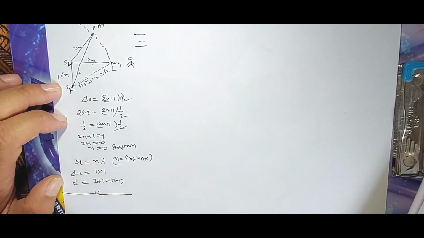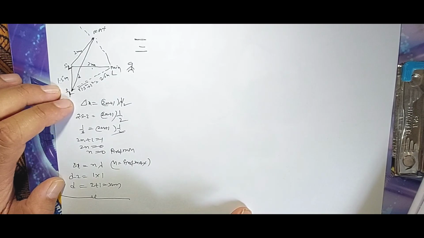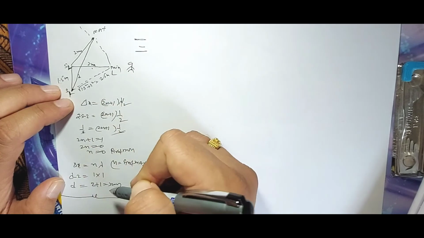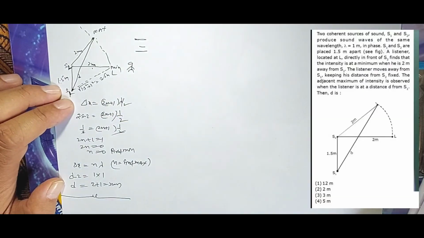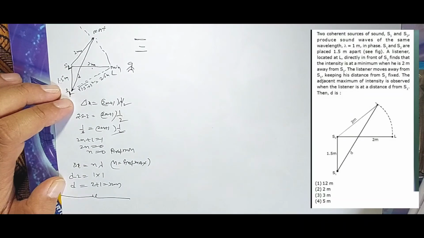So, whenever he listens to a maximum sound, he is at a distance d, that means 3 meters from S1. This is the correct answer. So, our option is option 3.